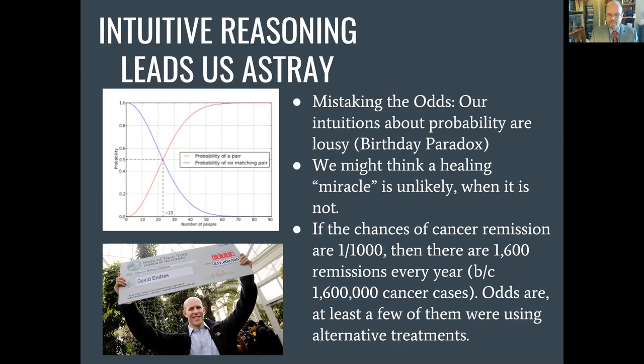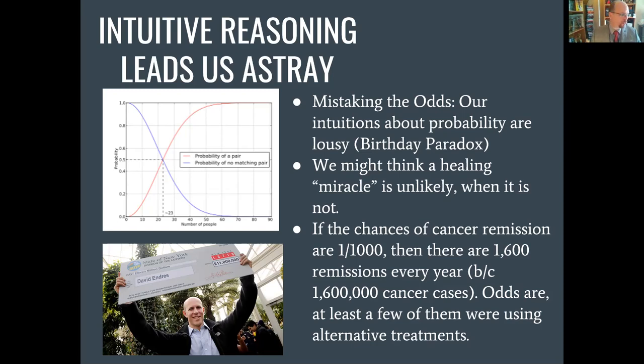Another example of this is that we might think a healing miracle is unlikely when actually it's not. In other words, if somebody has cancer and it goes into remission, we might think, well, that's really unlikely, and therefore you have to invoke a miracle to explain it. No, it's not that unlikely.